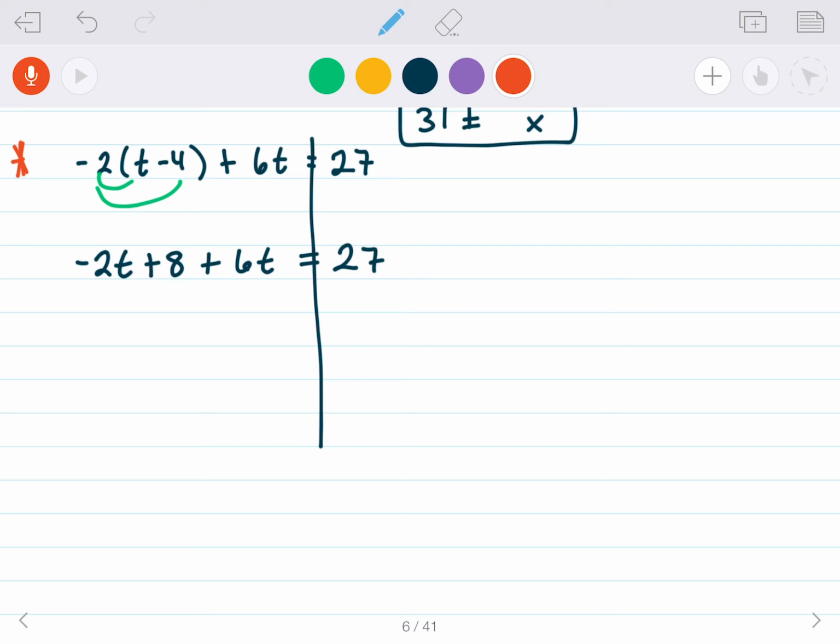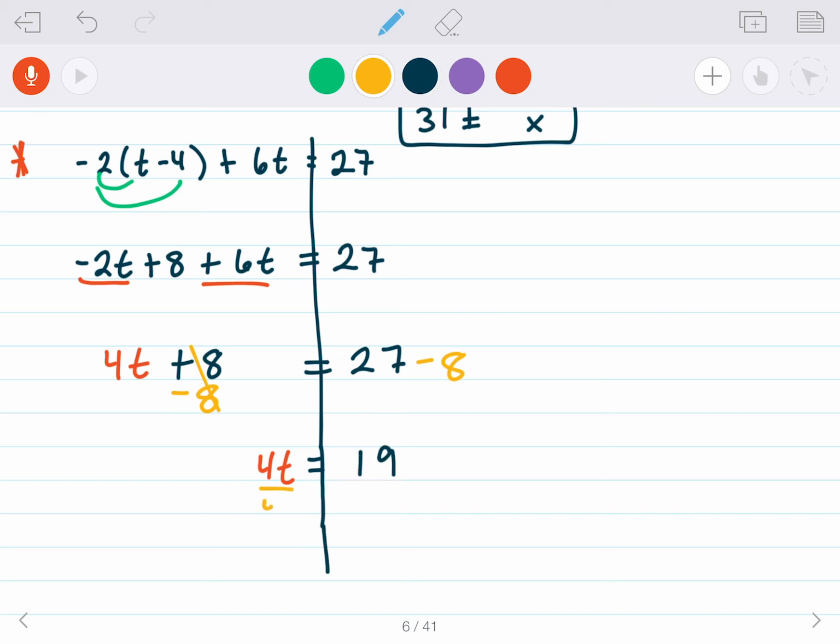Do we have like terms on the right side? No, we just have a number, 27. Do we have like terms on the left side? Yes, we do. We have a negative 2t and a positive 6t, which make a positive 4t. Okay? So combining like terms gives me a positive 4t. And now I want to isolate the t. So on the left side, I can undo addition of 8 by subtracting 8 from both sides. And I get 4t is equal to 27 minus 8, which is 19. Finally, dividing both sides by 4, I get t is equal to 19 over 4. And that's my answer.